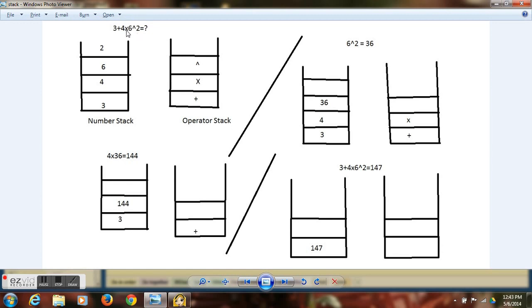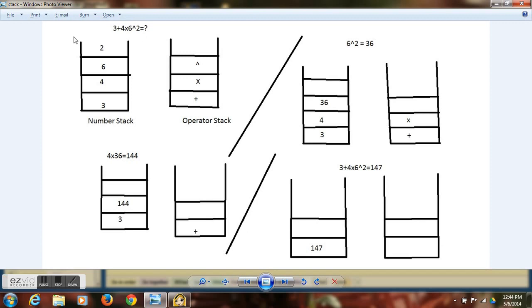And you would get an equation like 3 plus 4 times 6 to the 2. And what this would do is we would separate them into numbers and operators. So, for example, the 3 would be pushed into the number stack, then the plus would be added to the operator stack, and then it would basically do this with 4 and times and then 6 and to the power of and then 2 until you're completely done inputting the expression.